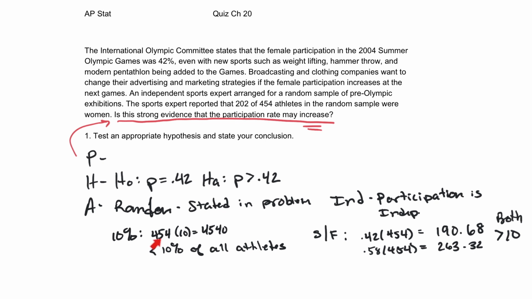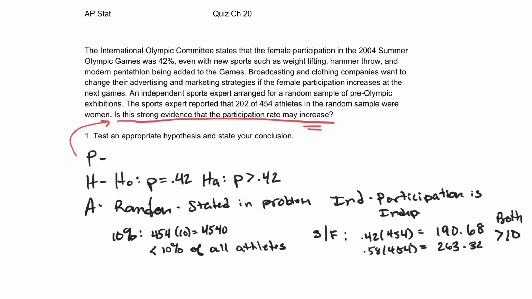10%. 454 is my sample size, okay? That means that I need a population that's at least 4,540 before this is satisfied. The question is have there been 4,540 athletes to participate in the Olympics? And absolutely yes, right? There's been way more than that, right? So this number, 454, is definitely less than 10% of all athletes.